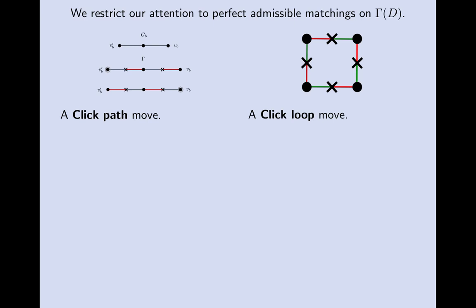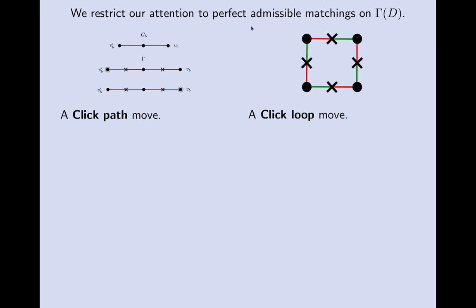We're going to pass from Kauffman states to perfect and admissible partial Kauffman states on a given Tait graph. And therefore, clock moves alone will not be sufficient anymore, and we have to introduce this new set of moves, which are called click path move and click loop move. And from now on, all matchings, or partial Kauffman states equivalently, that we're going to consider are going to be admissible.